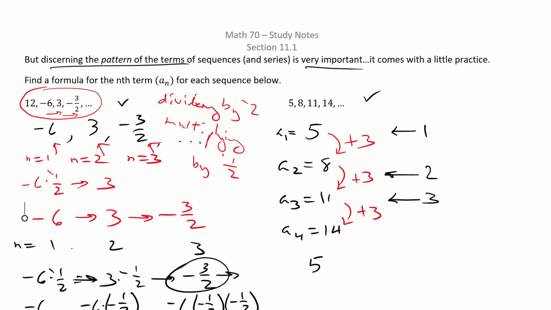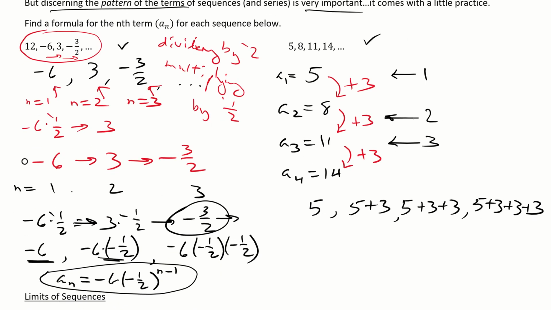So the first term is 5. The next one is 5 plus 3. The next one is 5 plus 3 plus 3. The next one is 5 plus 3 plus 3 plus 3. Oh, see, the idea of pattern recognition is helping us here. So how about we write a sub n is equal to 5, and then plus a multiple of 3, but it's not going to be n, because if you go n is 1, you start here. You want to start back here. So it should be n minus 1, like so.